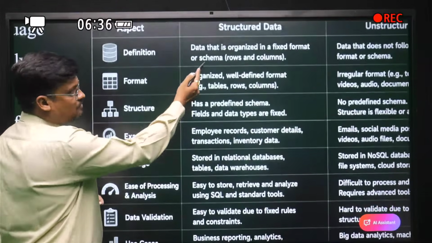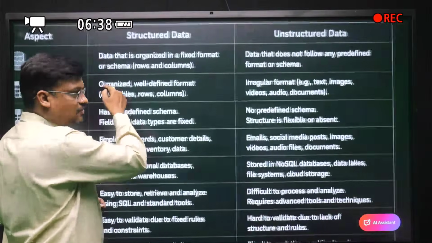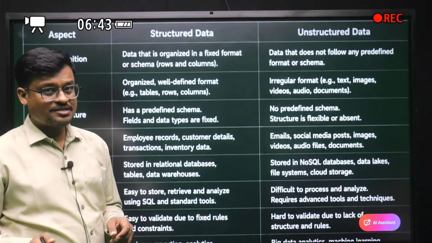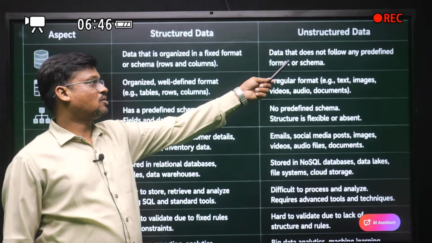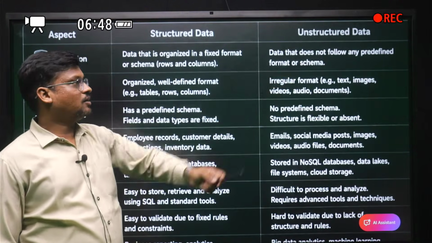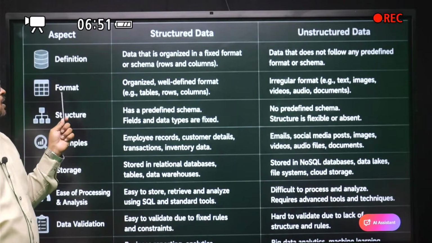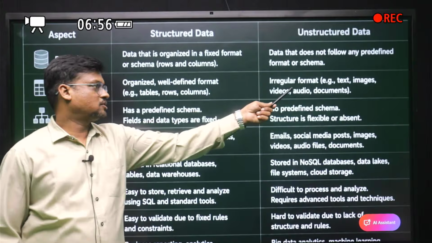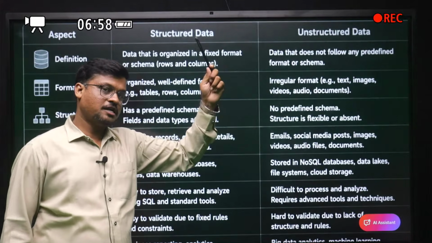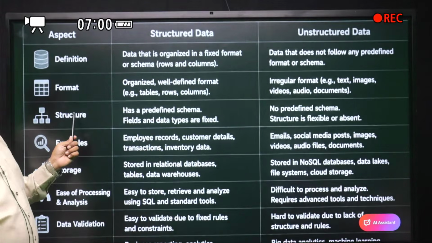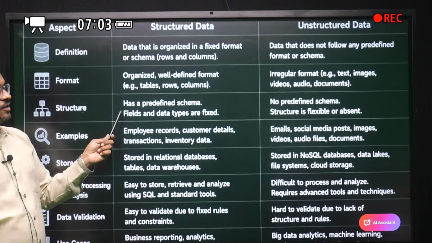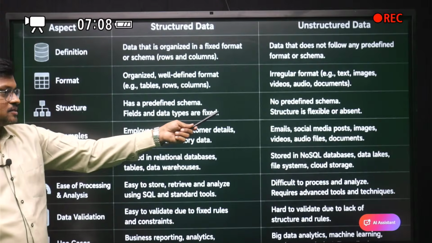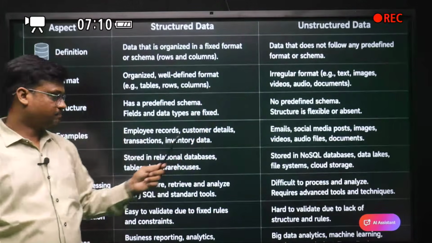Definition: data which is organized in a fixed format with a specific schema is called structured data. Data which does not have any fixed schema, rules, and regulations is called unstructured data. It does not follow any predefined format. Format: structured data is stored usually in the form of rows and columns, whereas unstructured stores the data in the form of text, images, PDF, audio, video. Structure: structured format has a predefined schema, rows and columns, and field data types are fixed. Unstructured has no predefined schema.